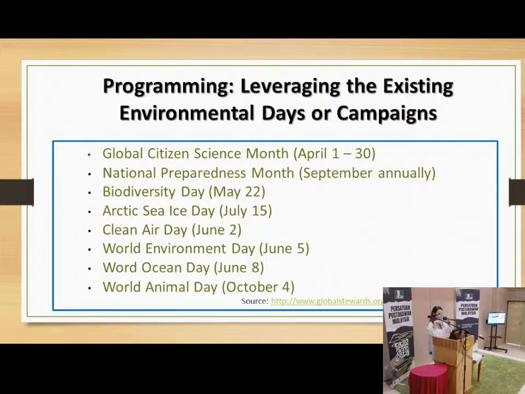So one thing we did is we make sure our program can leverage these existing environmental days or campaigns. These are the few that we highlighted that we will constantly look into. And like Clean Air Day, there's a lot of these days actually started by the United Nations. So if you go to the UN, you will see all those different dates.